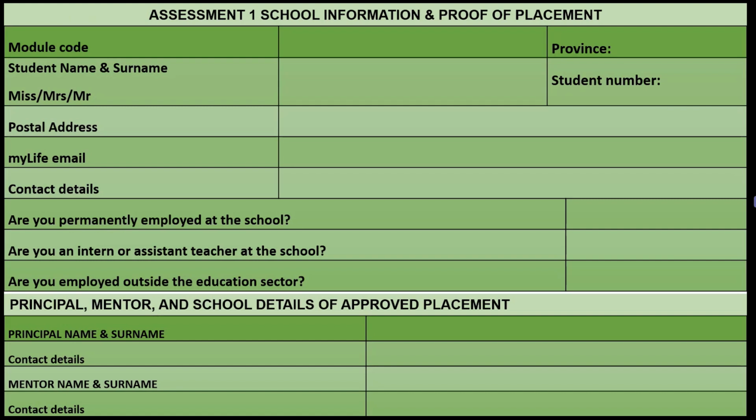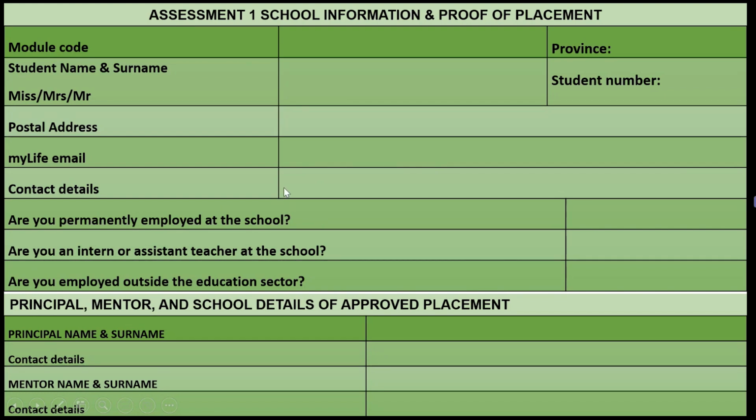So I have an example of your assessment 1 in here. It comprises the school information form, as well as the proof of placement. Please make sure that you complete all the fields in there. For instance, that is very practical. As we have a look at that form, you are going to fill in your module code. That will be TPG1501. You fill in your details in there: the student name, the surname, the postal address, your My Life email address. I'm still emphasizing this, that we don't want to see any Gmail, any Yahoo email or any other private email.